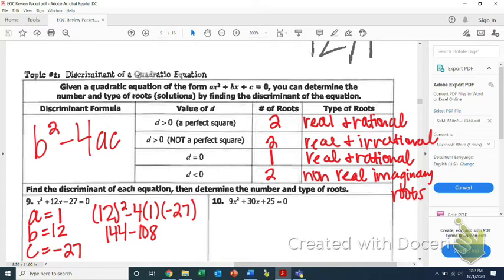When we simplify all of that, we get 252. So, since that is greater than 0, we know we will have 2 real roots, but will they be rational or irrational? To find out, you take the square root of 252. When you take the square root of 252, you see that you get 15.87450787. Crazy decimal. So 2 real and irrational. Okay?